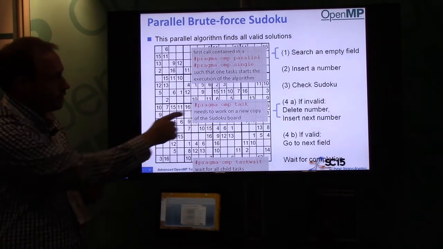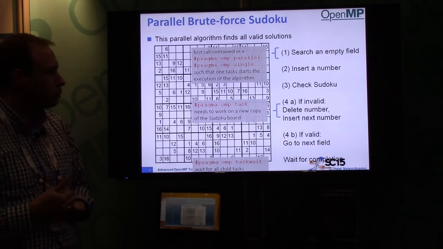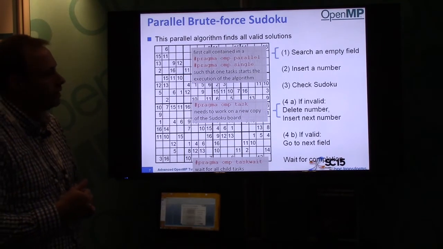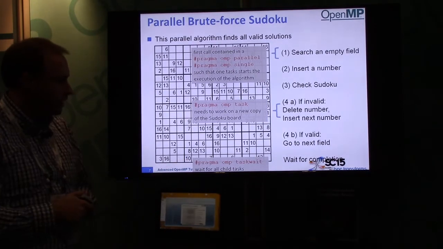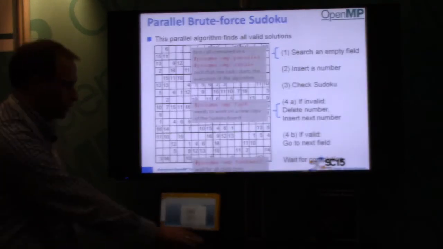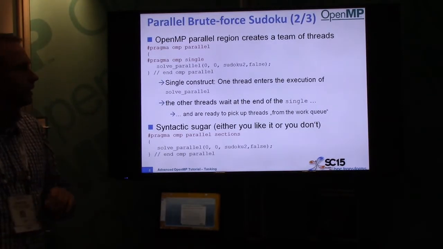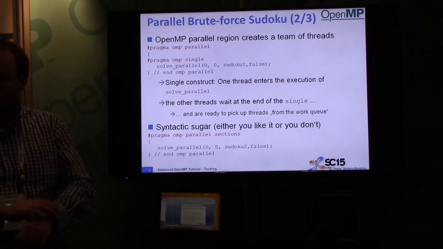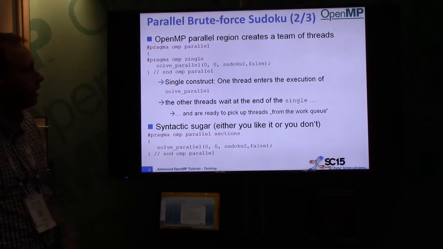In that, we have to create a copy of the Sudoku board because we are, as I said, going to revisit a few configurations when we do a simple algorithm like that. And finally, at the very end, we have to wait for our child tasks. And this is how it looks like in actual OpenMP code. If you're interested in the full Sudoku solver, just send me an email and I will reply with the code.